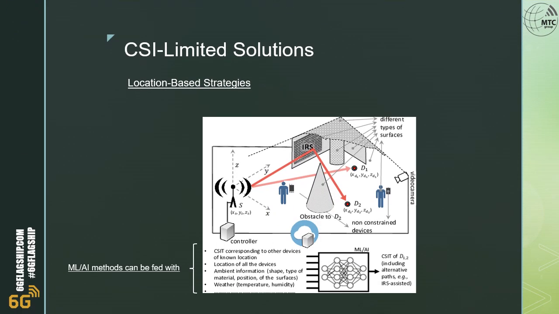The significance of positioning information for efficient CSIT-limited but positioning-aware strategies is also highlighted in our work. And we also specify the role of machine learning and artificial intelligence mechanisms here, where you use position information or you try to estimate it via these schemes.